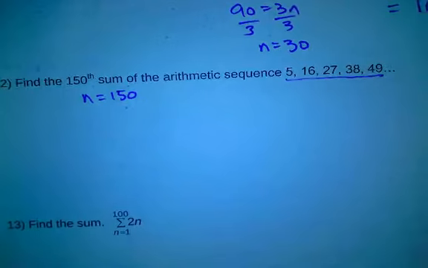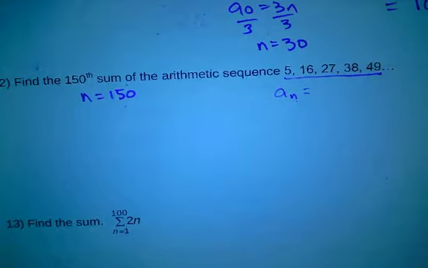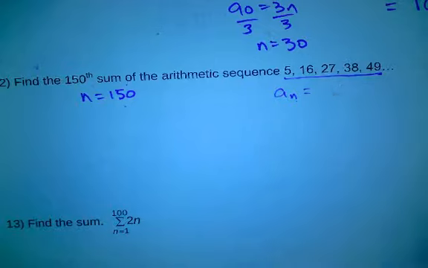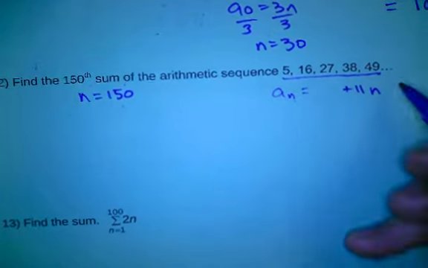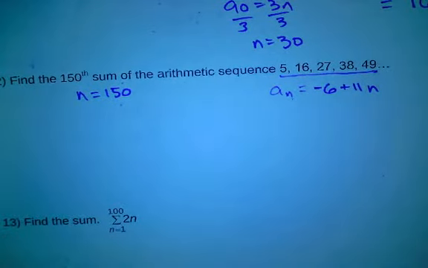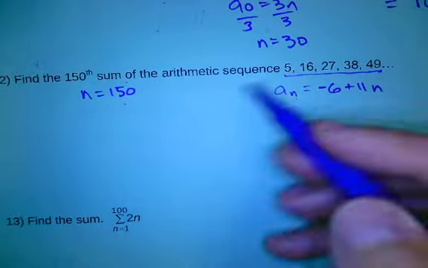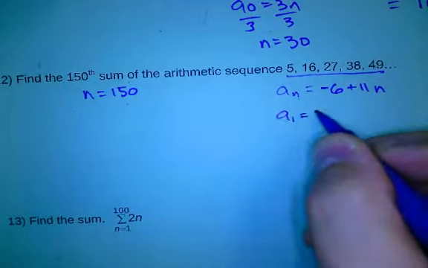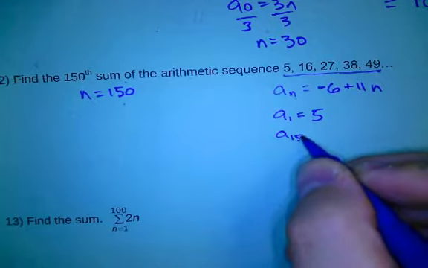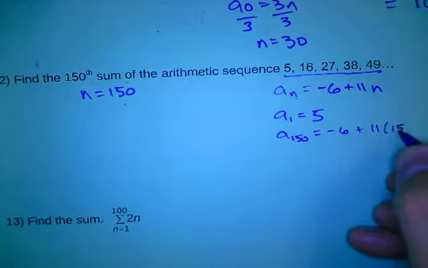Well, let's figure out that series. What is it? A sub n is equal to what? What's my a sub 0? You're right, it's increasing by 11. Negative 6. So I have my first number, which is 5. What's my last number? Plug in 150. Here we go. Negative 6 plus 11 times 150.